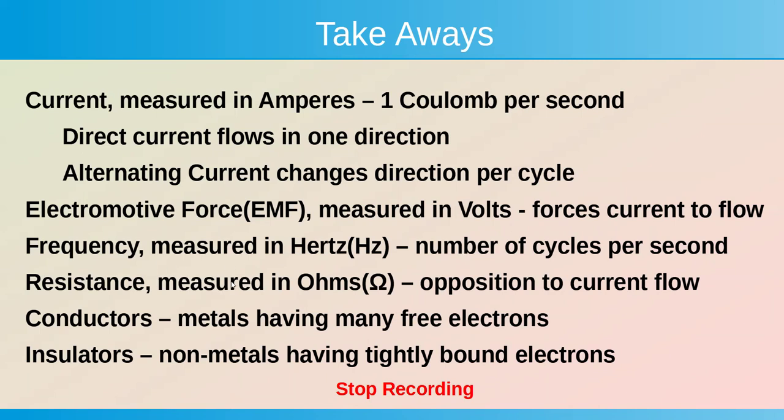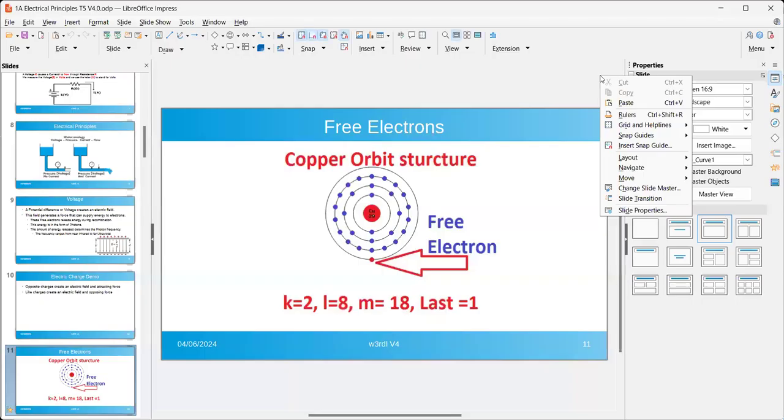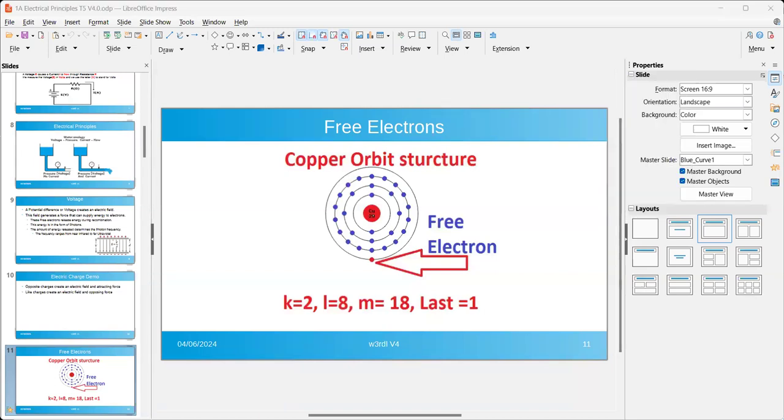We measure resistance in ohms, and it's the opposition to current flow. Conductors have many free electrons. That's a key one because that's what they ask on the exam. And insulators are basically non-metals. You really only need to know like glass and quartz are good insulators. Any questions so far?